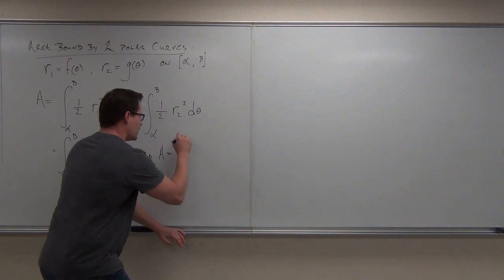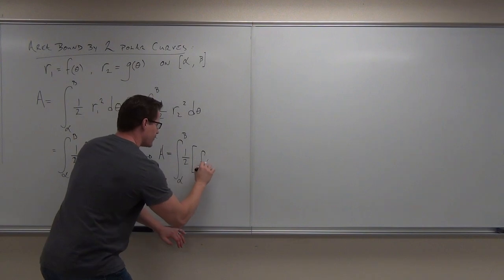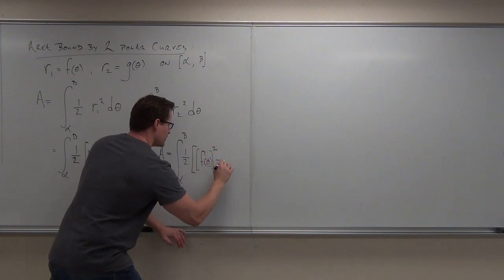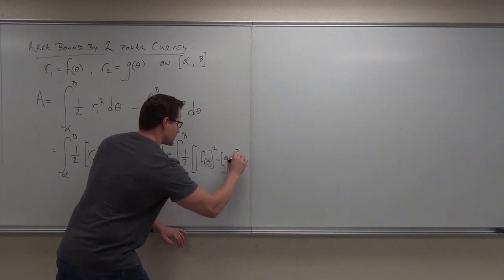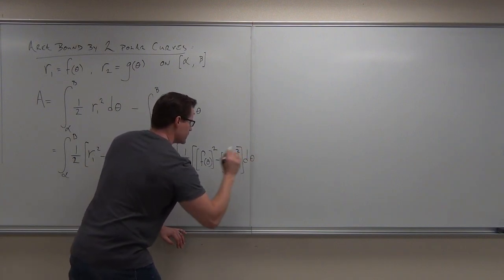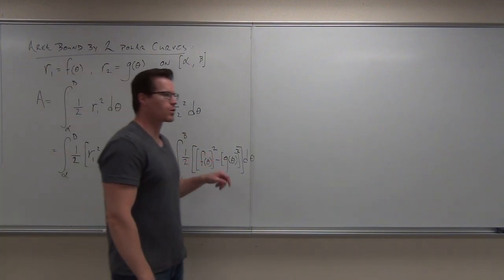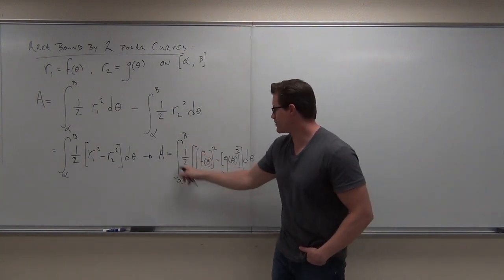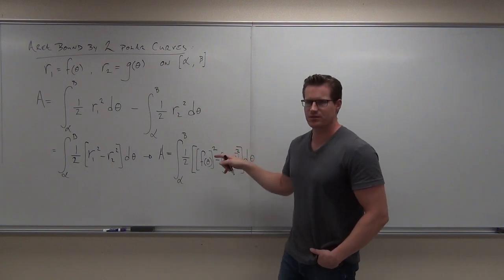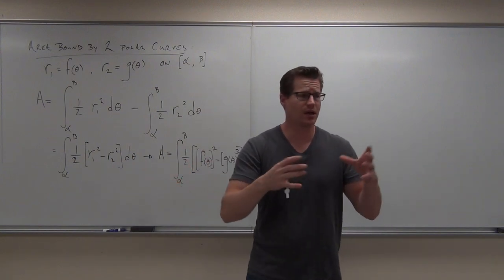So we'd say alpha to beta, we have the 1/2, we would just have f of theta squared minus g of theta squared d theta. That's the whole idea. This is what we're working with right now. Show of hands, feel okay with that so far? Do you see how it's taking the area of the big sector minus the area of the little sector? Just saying, hey, big one minus little one. That's it. That's going to give us the area between these two polar curves.